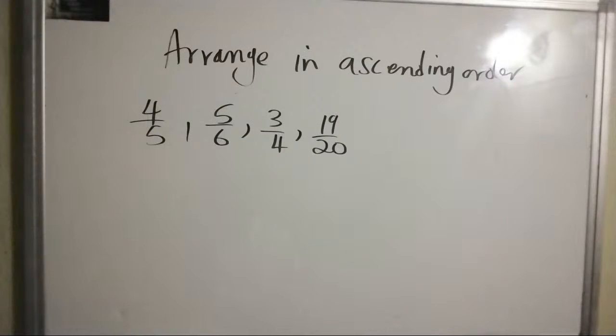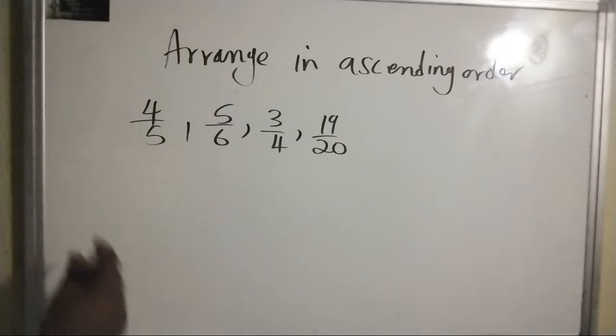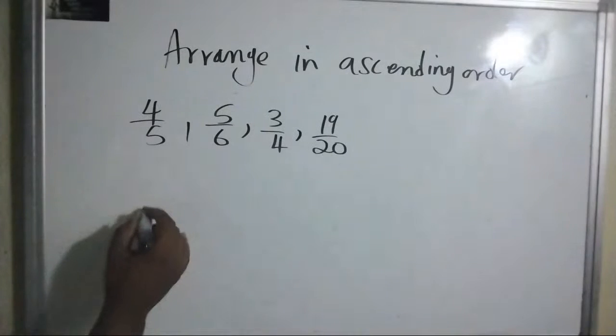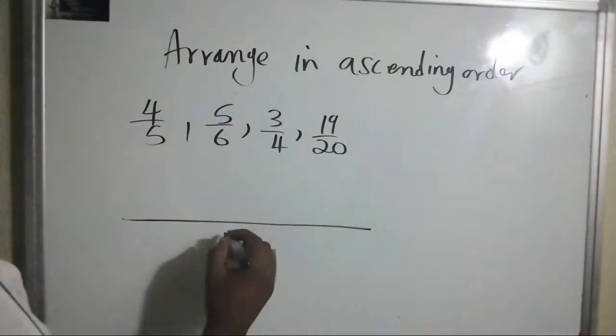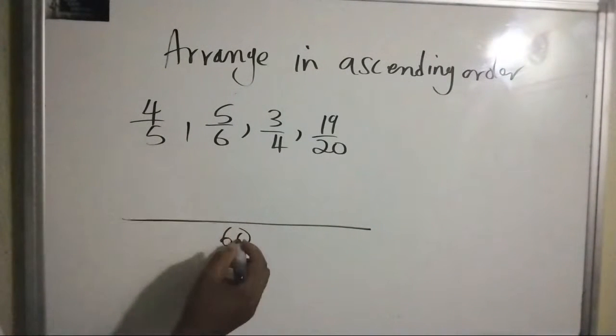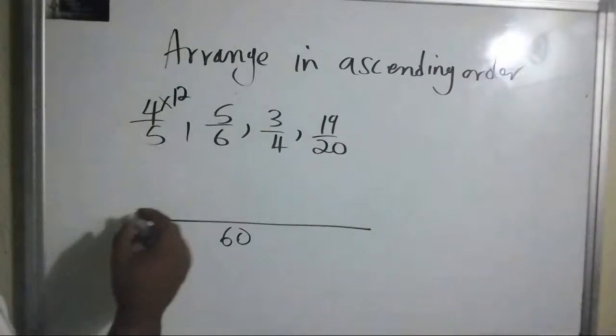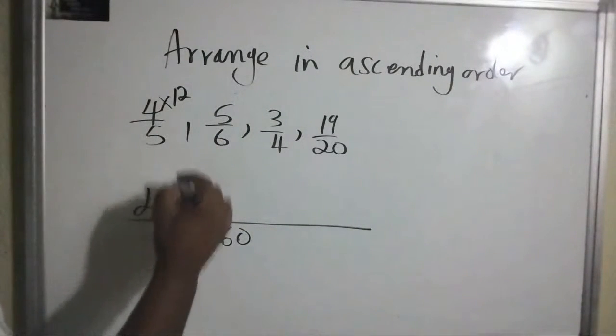So someone says 3/4, 4/5, 5/6, and 19/20. Alright? So we could look at it. Guys, it's very simple. How do we find the lowest common multiple of 5, 6, 4, and 20? That would be 60. 5 into 60 goes 12 times. So multiply 4 times 12. The value of this fraction is 48.